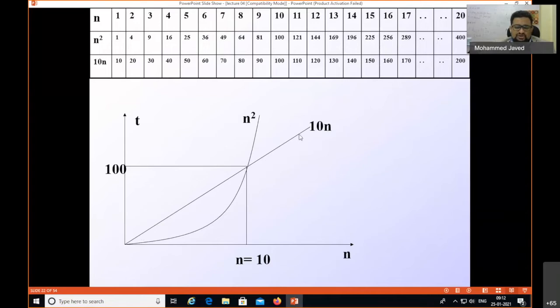Now this is the pictorial way. There was an algorithm in the previous slide of 10n and also n square. You can see that the time complexity 10n is growing at a constant rate, while n square grows in terms of square. When n equals 10, they meet each other, and after that n square grows faster than 10n. If you take the values for n square and 10n and plot the graph, you can see this interesting graph.